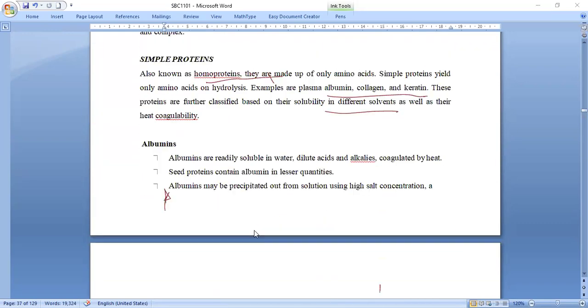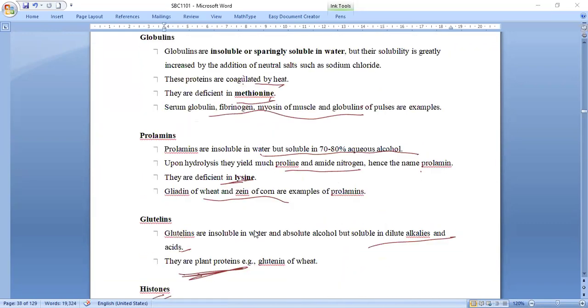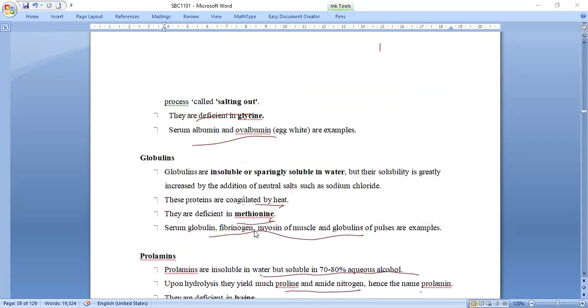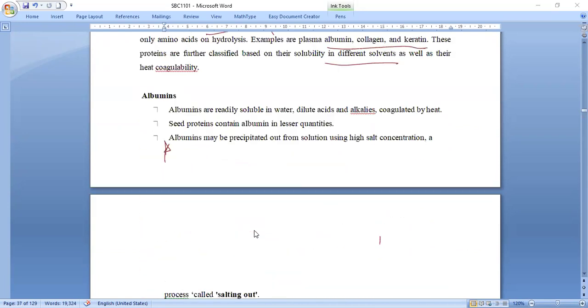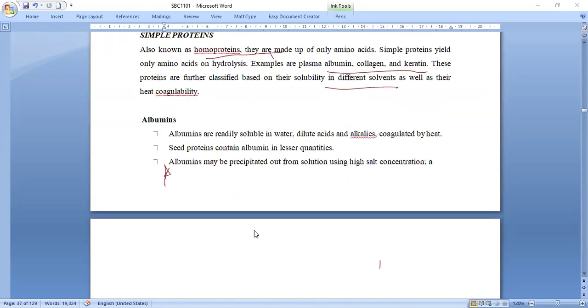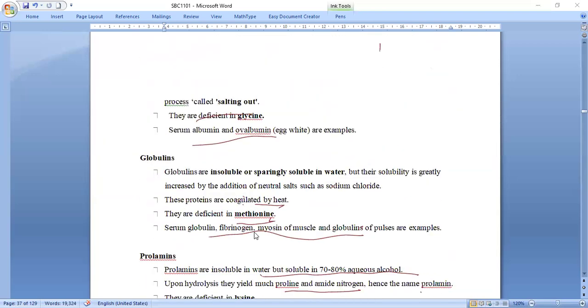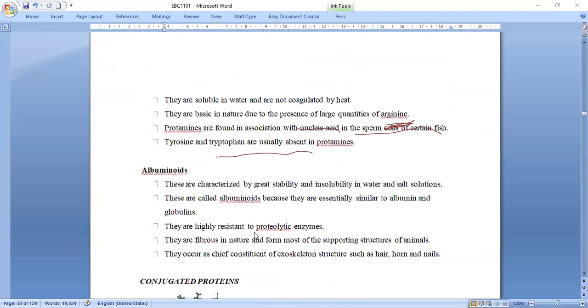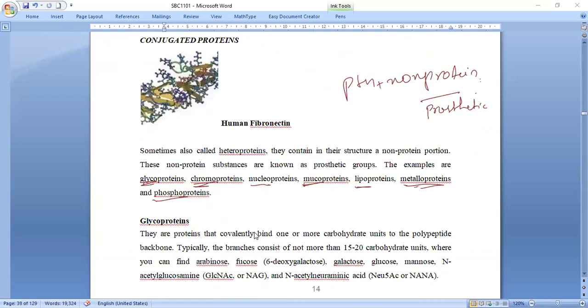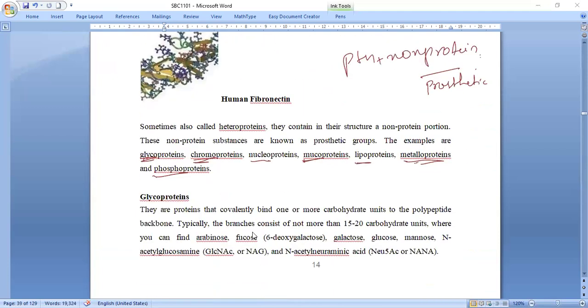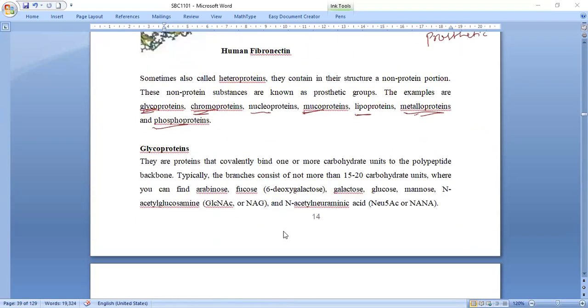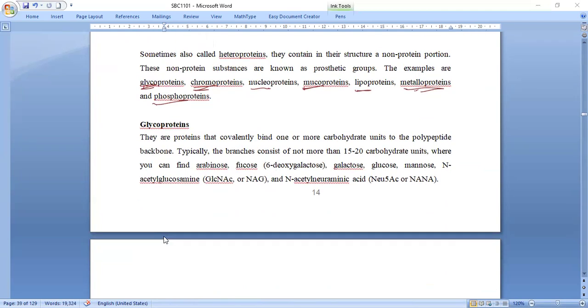So we discussed the simple proteins and also the conjugated proteins. Simple proteins are made up of only amino acids. Whereas the conjugated proteins contain prosthetic groups, and these are called glycoproteins, examples being N-acetyl acid, arabinose, glucose, mannose, glucosamine, N-acetyl glucosamine.